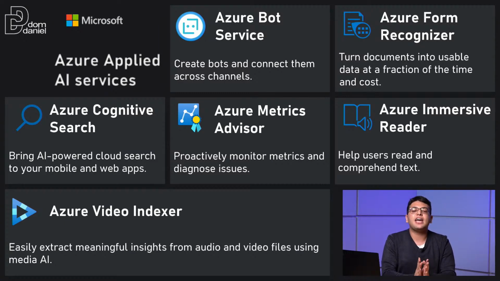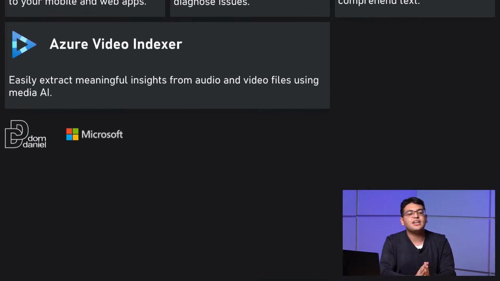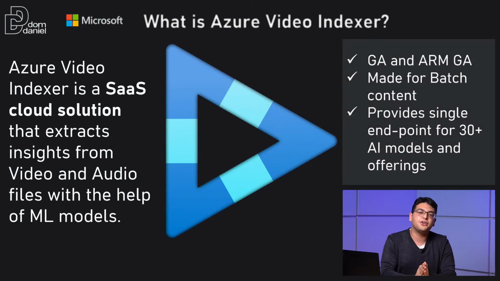And the star of the show, Azure Video Indexer, which allows to easily extract meaningful insights from video and audio content. This Azure Video Indexer is a software as a service provided by Microsoft, and it's GA, and recently it became an ARM GA, general availability service. So it's not preview and it's stable.